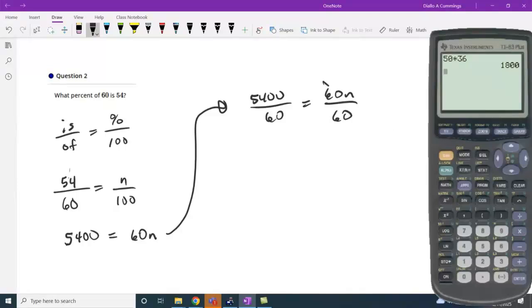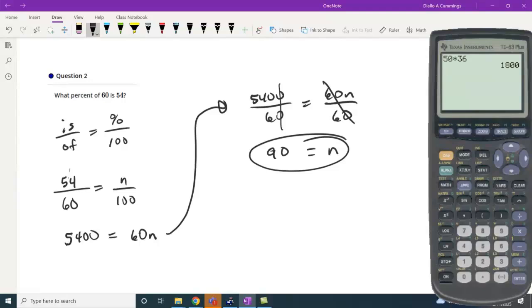On the right-hand side, the 60s are going to cancel, and we're left with N. And if we look on the right-hand side, we can cancel one of those zeros on the end. And then 540 divided by 6, I believe that should give us 90.